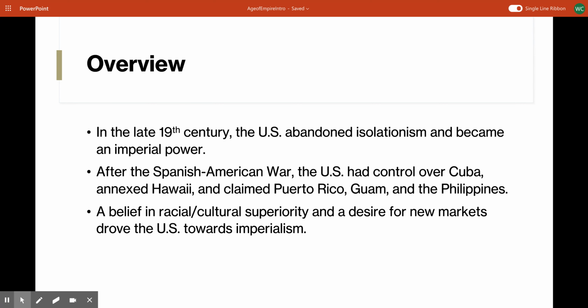The other thing is, after the Spanish American War, the United States exercised a lot of influence and control over Cuba. We annexed Hawaii, claimed Guam, Puerto Rico, and the Philippines as our territories. And the other thing is, there was both a desire for new markets for industrial products, manufactured goods, and this belief in the racial and cultural superiority of Americans. And those two things together really motivated the United States and its imperial mission during this period.